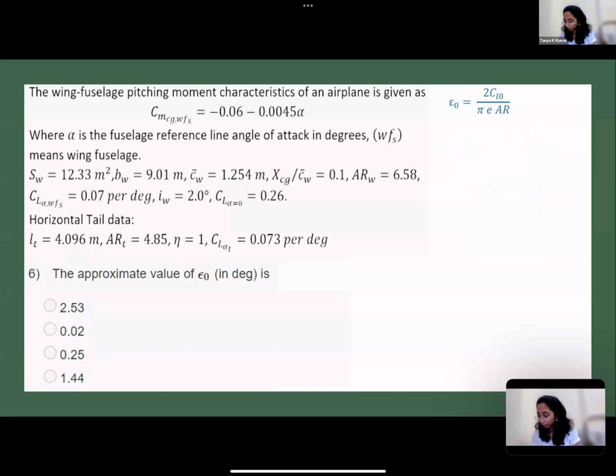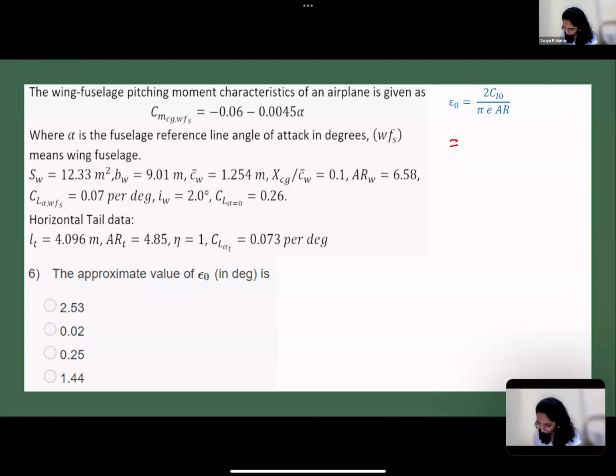The approximate value of epsilon naught in degrees. So this is again a straightforward formula which somebody had told in this chat earlier. So let's just plug in the values and see. Now what is the unit of CL naught? CL alpha was either per degree or per radian. What is CL naught? What is the unit of CL naught? CL naught or CM naught, what is the unit? No unit, exactly, it's unitless.